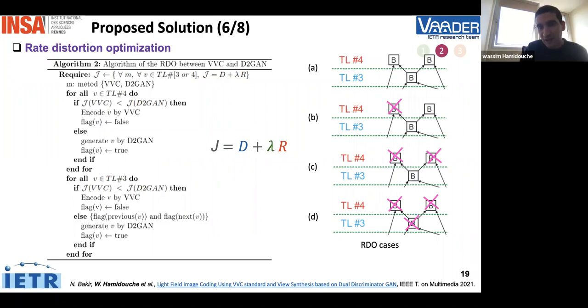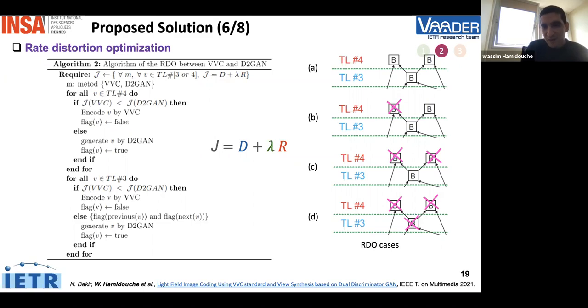And what we have, there is here one constraint. For example, if we decide to keep one view at the temporal layer 4, so we don't go farther, because we have also to keep this view at temporal layer 3, because we need it to decode the views at the temporal layer 3. So once we keep one view at temporal layer 4, for example, we have also to keep all the views at lower temporal layers.